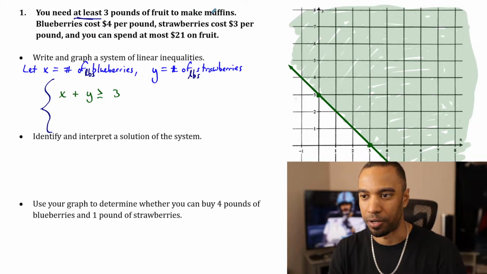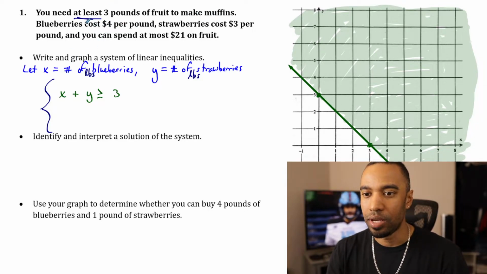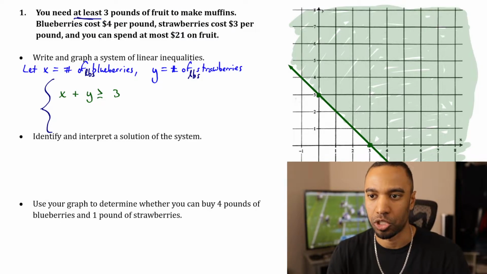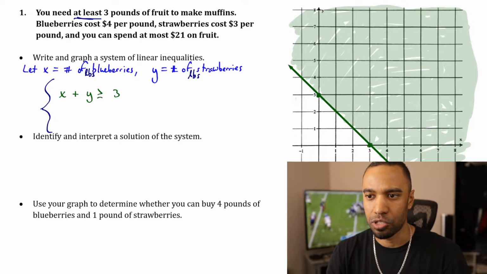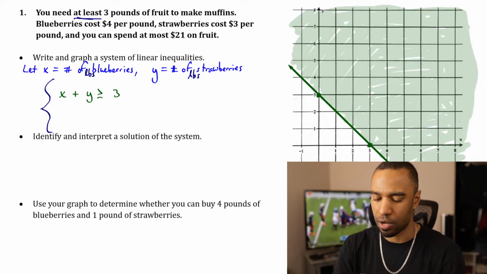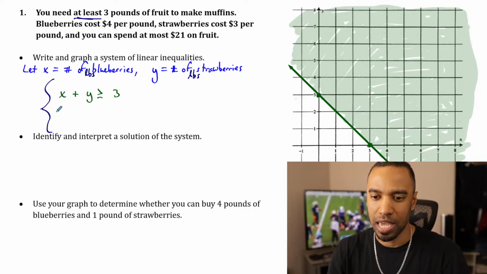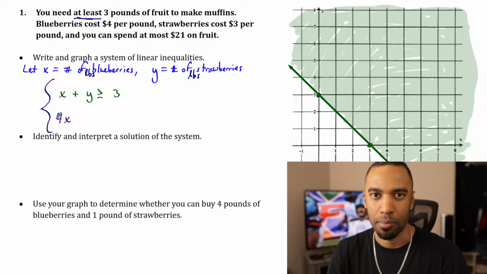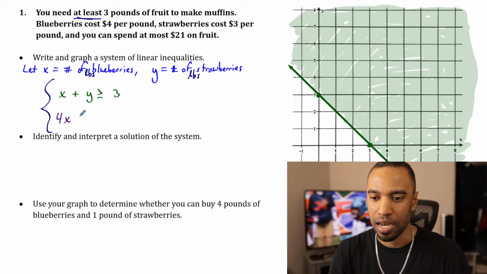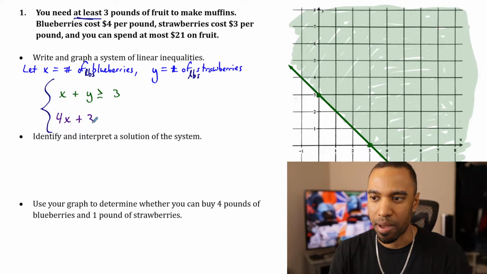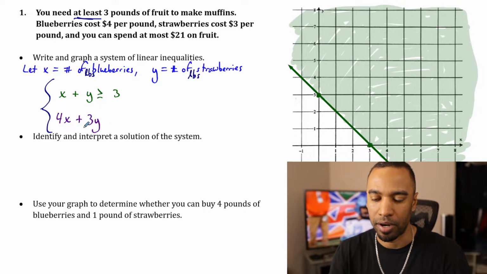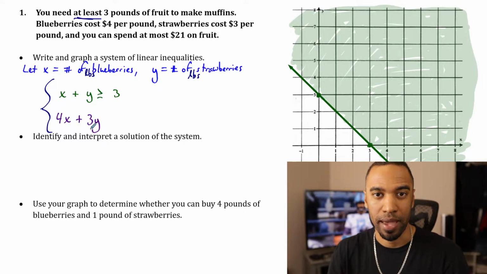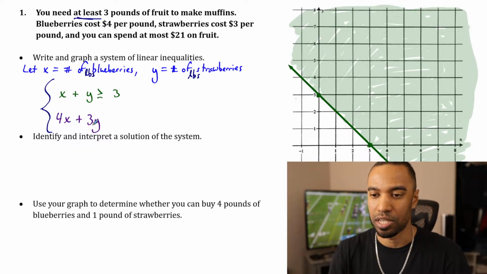All right, let's do the next graph here. You can spend at most $21 on fruit if blueberries cost $4 per pound, strawberries cost $3 per pound. All right, I'm not going to get too deep into the idea of writing these ones out. Again, we've done this kind of stuff before. If you take $4 per pound of blueberries times the number of blueberries, that's how much all your blueberries will cost. And if you take $3 per pound of strawberries times the number of strawberries, that's going to be that guy right here. Now, our total amount spent cannot exceed $21.